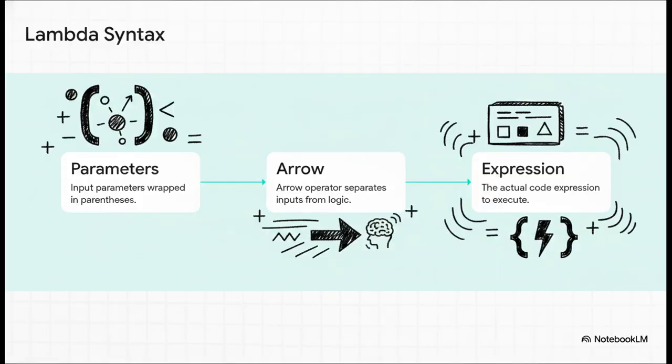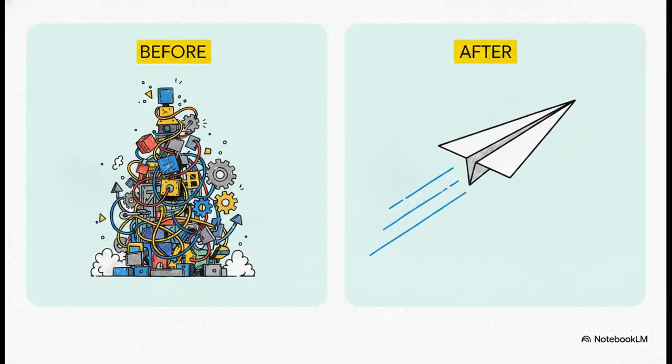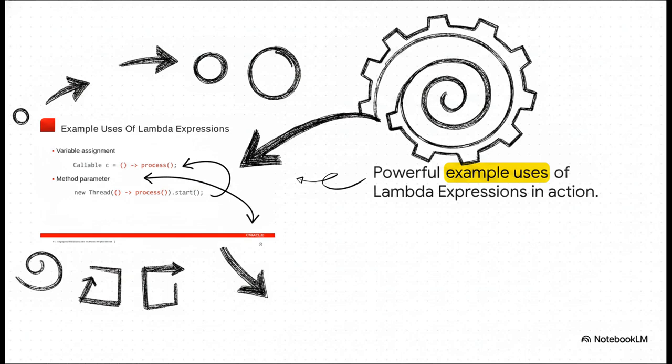It's just so clean. To really appreciate this, look at the difference. Before Java 8, writing even a tiny piece of logic meant creating these huge, verbose, anonymous inner classes, just tons of boilerplate code. But now, all that bulky code is completely stripped down into a sleek, one-line Lambda expression. It's a total breath of fresh air. And because they're so compact, you can treat behavior just like data. You can assign a Lambda directly to a variable, or pass it right into a method as a parameter. Functions are now first-class citizens in Java, and it's incredibly powerful.